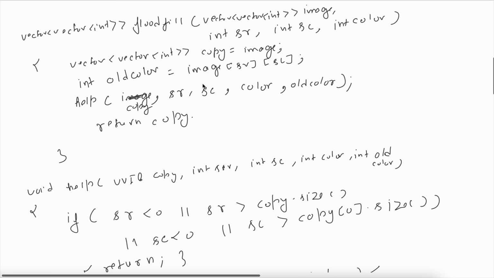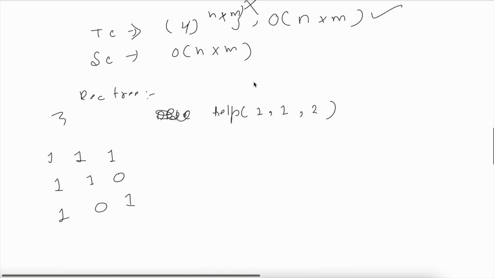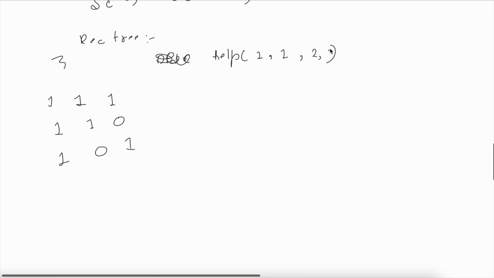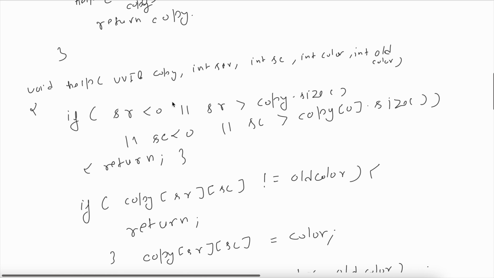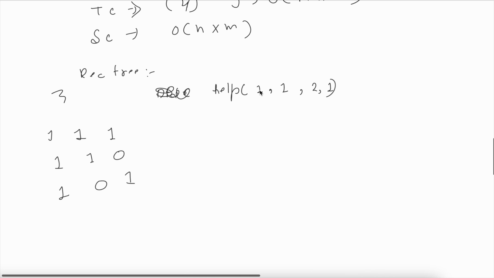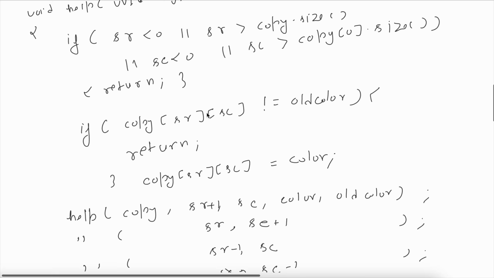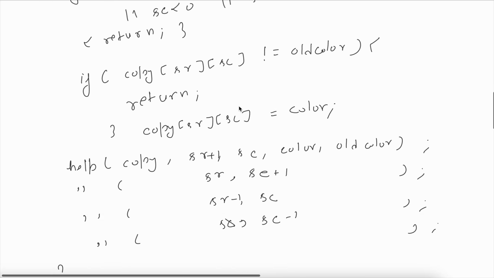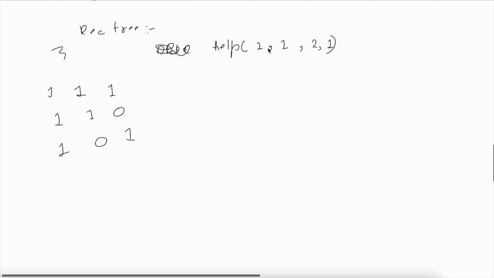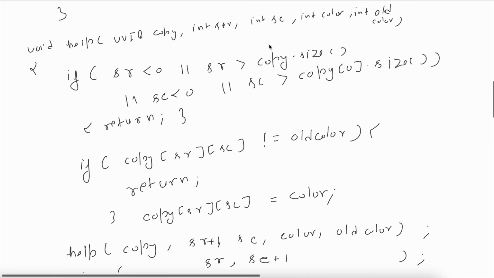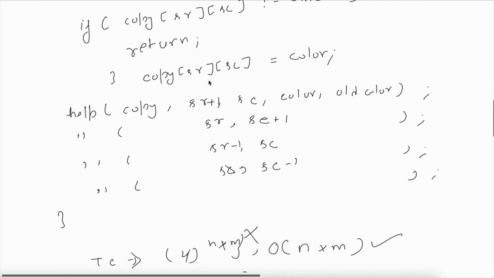Here we have the copy image, we have 1 comma 1, we have color, and we have old color also. Old color is 1 only. Now we will check whether SR is 0, the boundary condition. Is this coordinate a boundary? No, it is inside the matrix, so it won't fail. Now we check if copy of SRC is not equal to old color. Copy of SRC is 1, which is equal to old color, so this condition doesn't become true and it won't return here, so we go ahead.